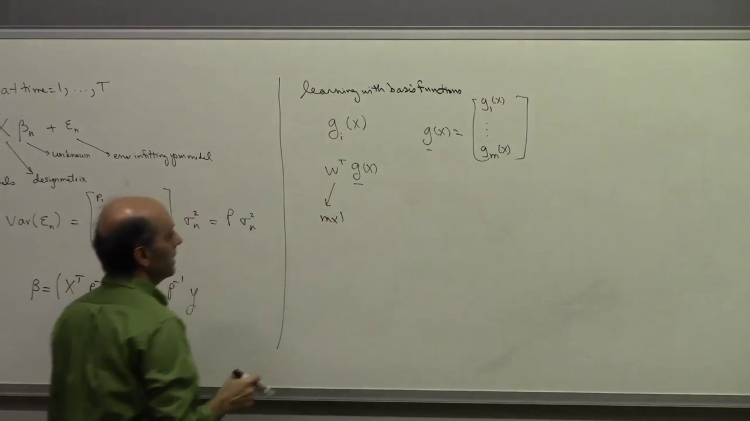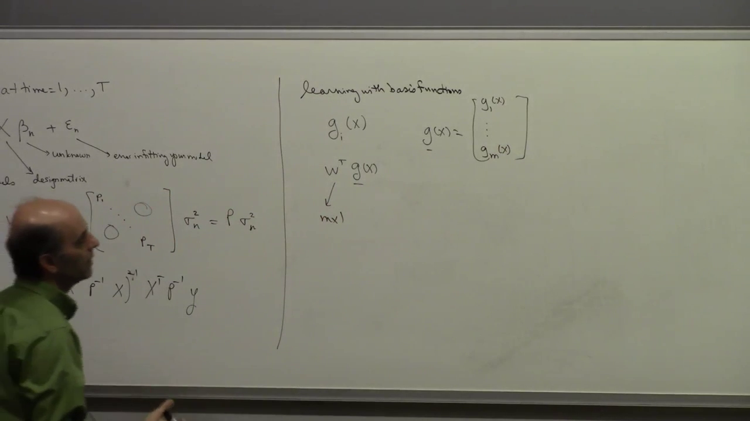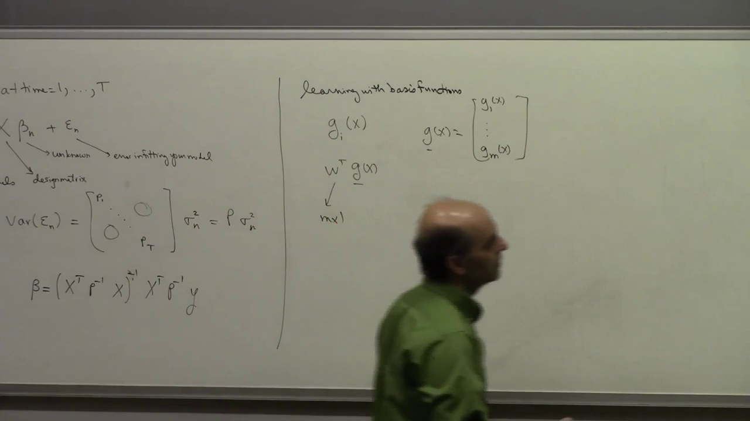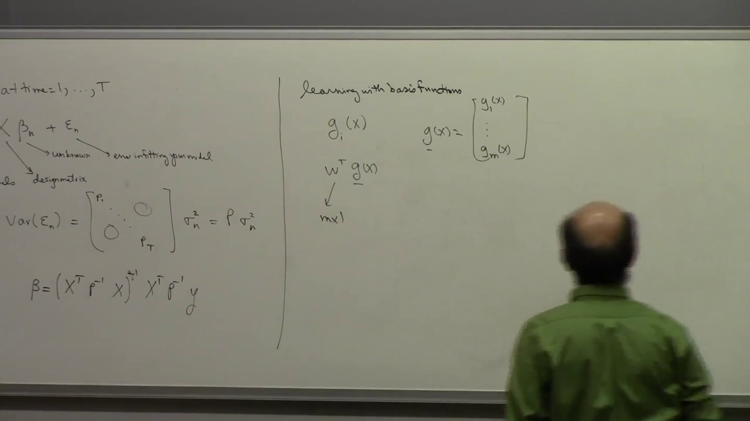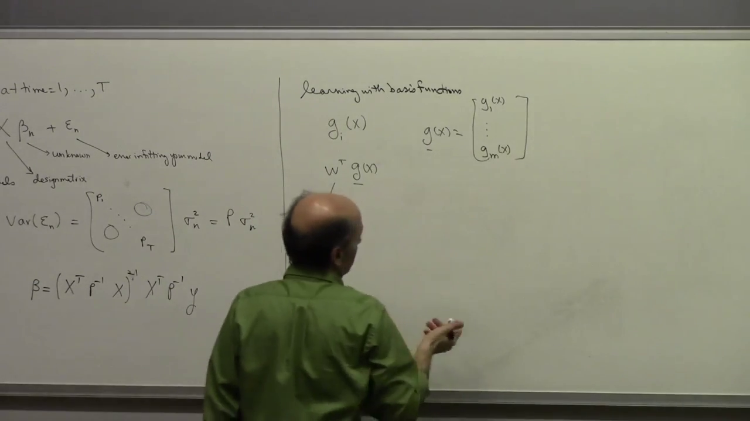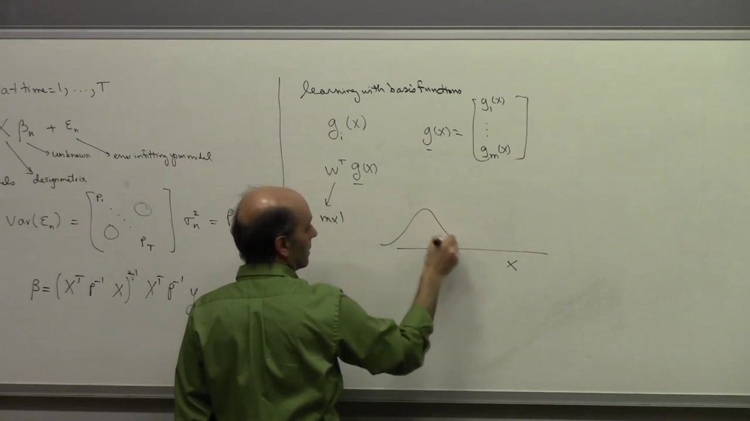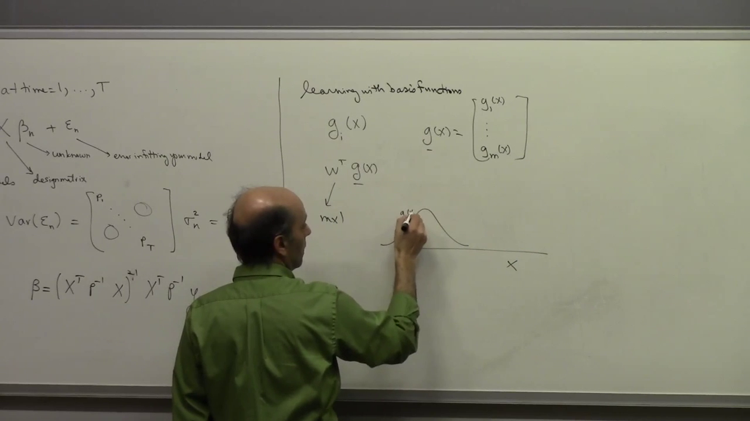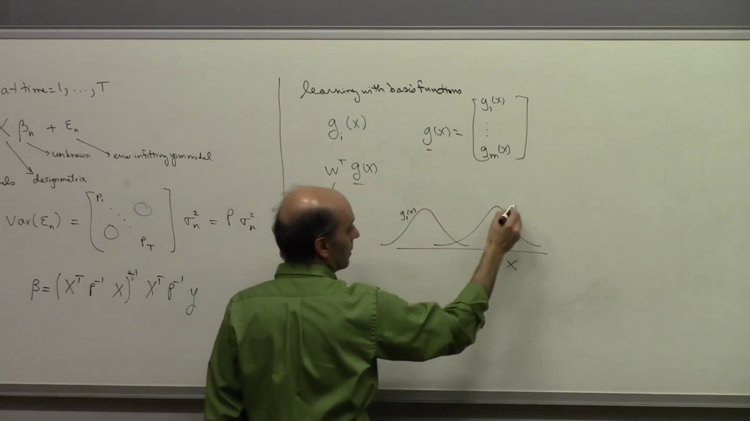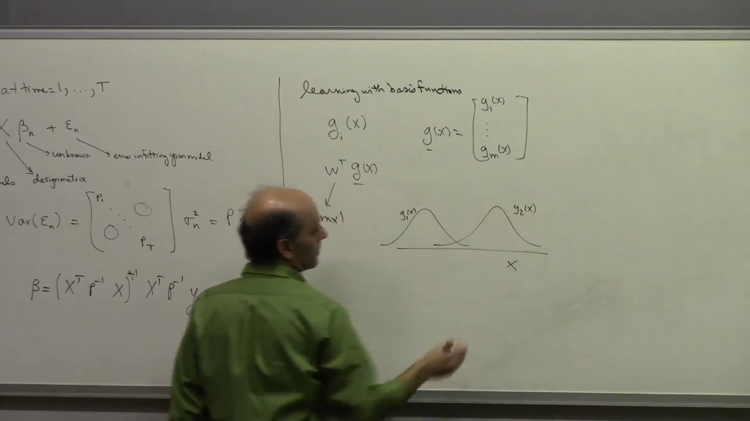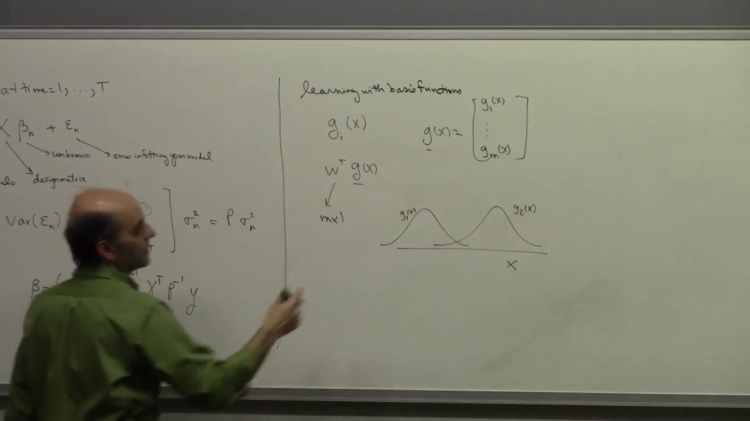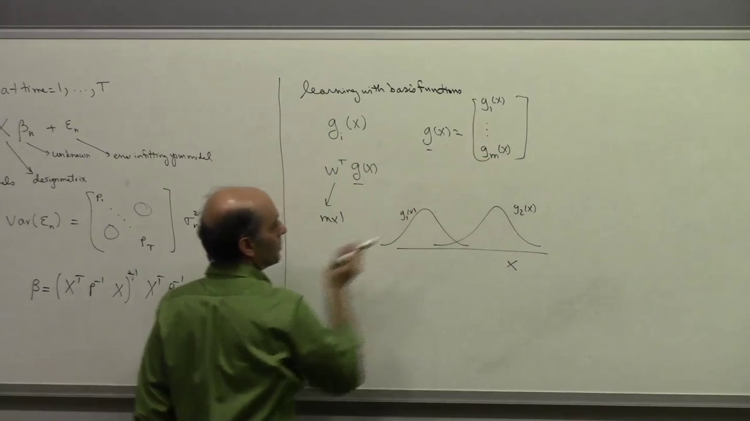What this means is that instead of linearly encoding the input space via x, as I've been doing in these scenarios, I'm going to nonlinearly encode it. So for example, I have some x space, say it's a scalar. I have some g here, g1 of x. I have some g here, g2 of x. And the problem really doesn't change, because all I've done is replace x's with g of x.